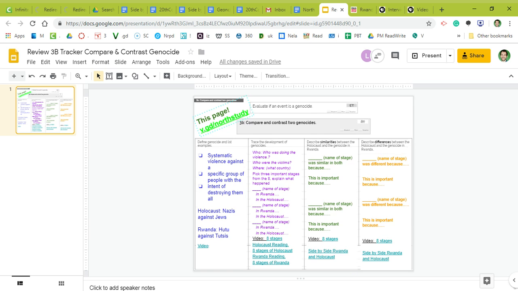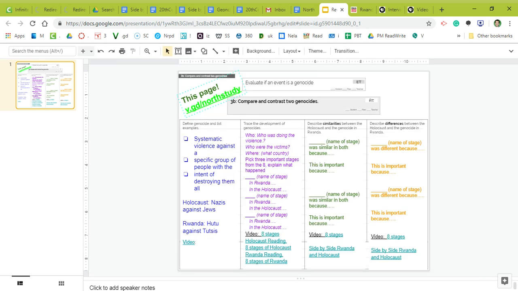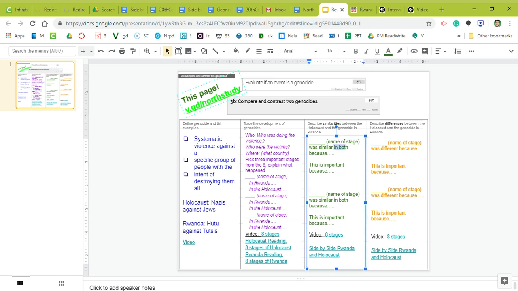And it's nice to have a couple of stages that you're going to be looking at for similarities and differences. So you're going to name the stage, say what was similar, and then why is that an important similarity, right? Just that the stage exists doesn't actually make them similar. We know all 8 stages are in a genocide, otherwise it wouldn't be a genocide. That's what makes the 8 stages down here so powerful, is that you can see all 8 in every single genocide ever. So what you're going to say is, what's the stage? And why was it similar, and why is that an important similarity?